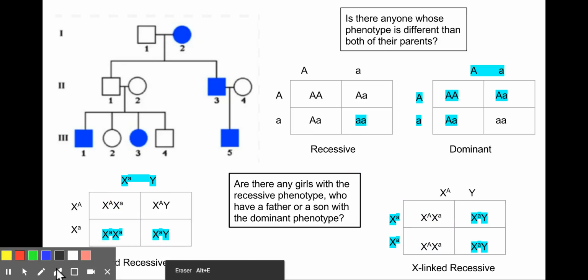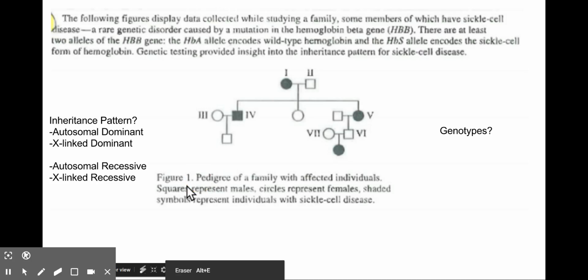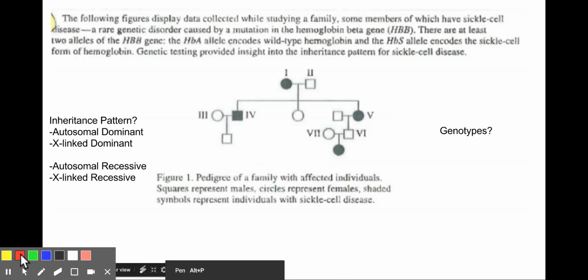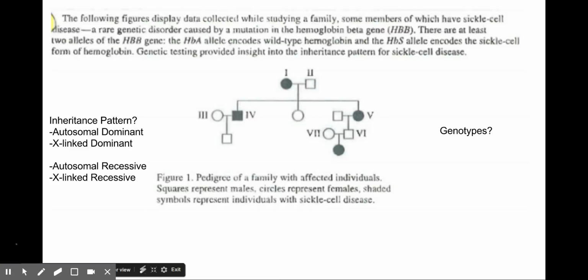Okay, so now that's how you figure out what type of pedigree it is. Now let's look at an actual AP question here. The following figure displays data collected while studying a family, some members of which have sickle cell disease, a rare genetic disorder caused by a mutation in the hemoglobin beta gene. There are at least two alleles of the HBB gene. The HBA allele encodes wild-type hemoglobin, and the HBS allele encodes the sickle cell form of hemoglobin. Genetic testing provides insight into the inheritance pattern for sickle cell disease.